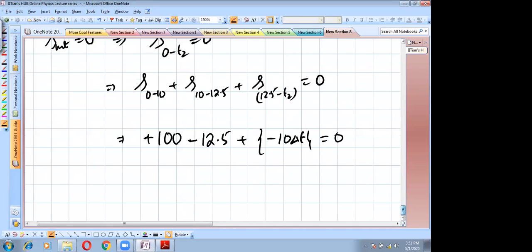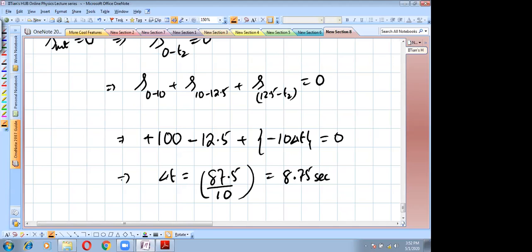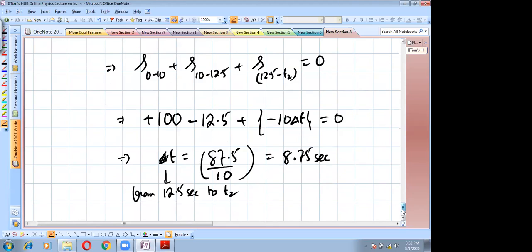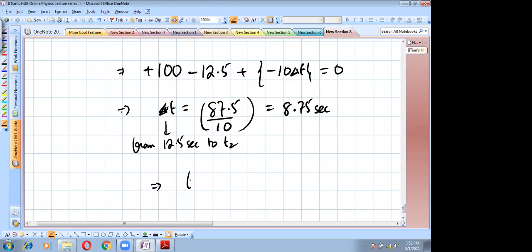So this tells us how much time it is. You'll see that that time interval delta t will come out to be 100 minus 12.5, that is 87.5, divided by 10. It comes out to be 8.75 seconds. So that is that time interval. Now what is this time interval? This time interval is from 12.5 seconds to T2. So that means T2 should be equal to 12.5 seconds plus this time. So substitute that here.